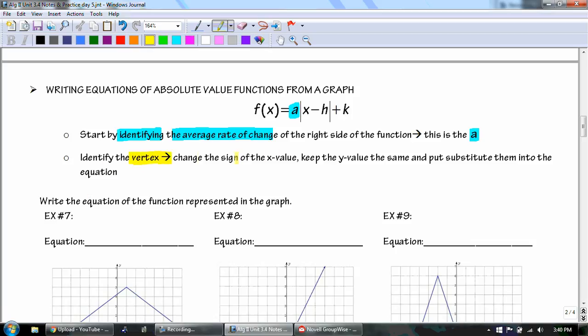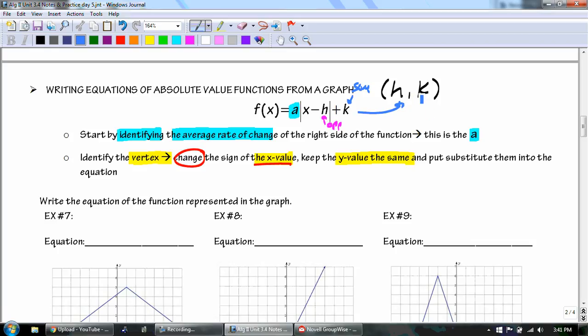When we're looking at the vertex, we have to change the sign of the x value, and then the y value stays the same. Well, Mr. Grice, why do we change the x value? Because normally we would say, hey, remember we take the opposite and then this stays the same to get to this.